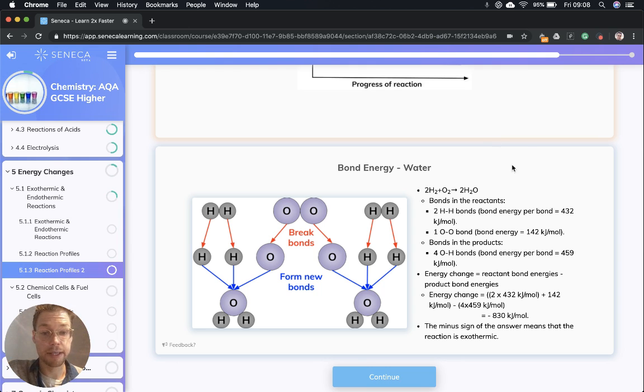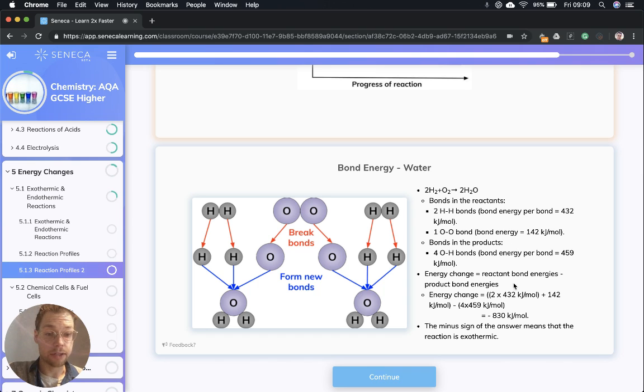If we have the reaction that makes water, we have gaseous hydrogen and oxygen, which comes together to make water. So the symbol equation would be 2H2 plus O2 goes to 2H2O. It's really important to draw the symbol equation because you need to know how many of each molecule there are. If we look at the reactants, we've got two H to H bonds, and they have an energy of 432 kilojoules per mole, and one oxygen to oxygen bond, and they have 142 kilojoules per mole of energy.